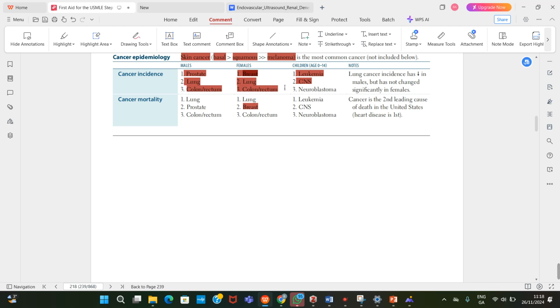Neuroblastoma. CNS, not PNS. Pilocytic. Primary CNS astrocytoma. Yes. I heard somebody say pilocytic astrocytoma. That's fantastic. Which other one?